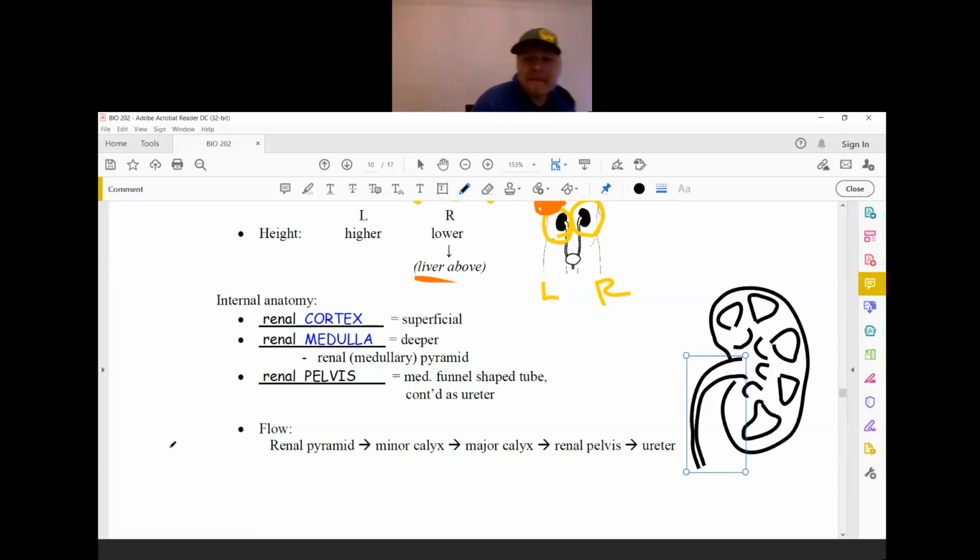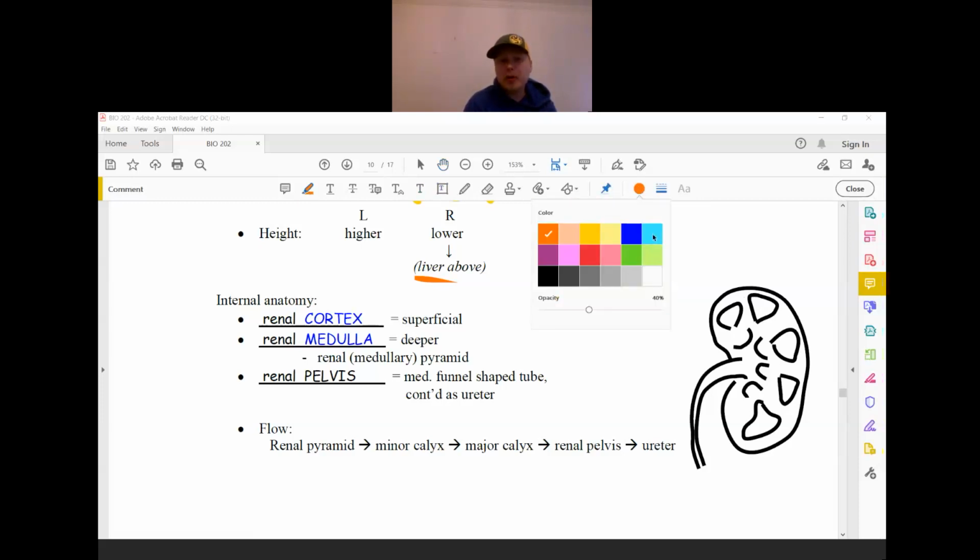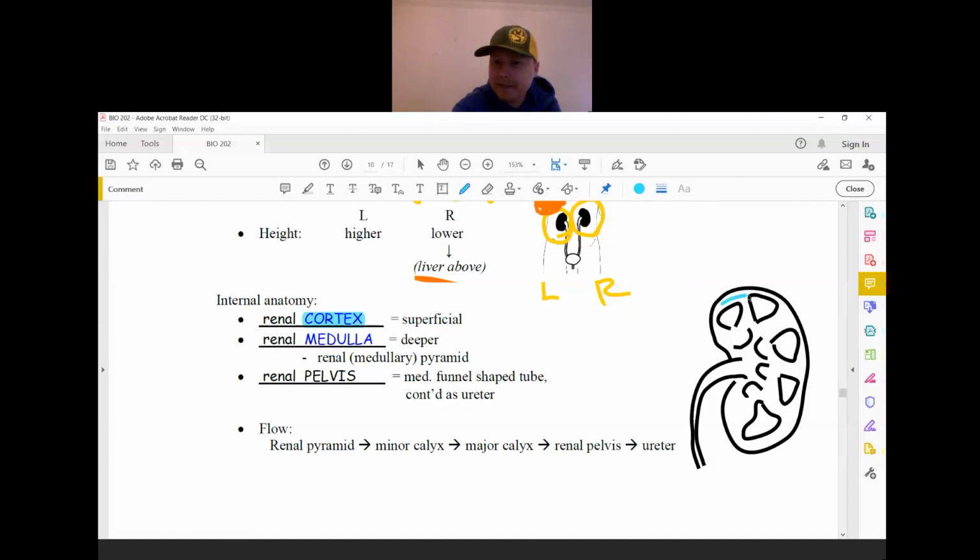As with most structures, we've seen this, for example, with the brain, we have the outermost part, the most superficial part, which was known as the cortex. Similarly to that, kidneys have a renal cortex, the outermost layer of the internal anatomy. And then we have the deeper part, which is known as the medulla.